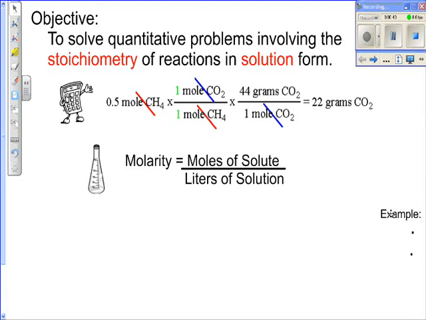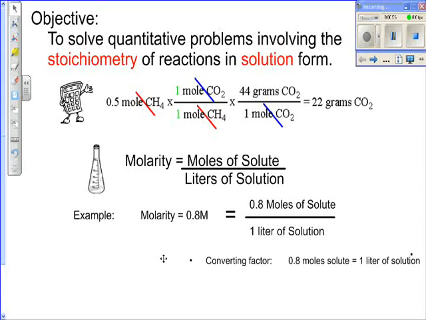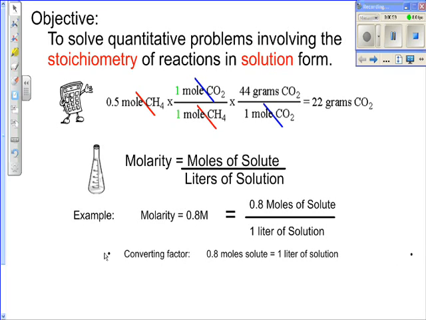An example that we'll be using is if we have a molarity of 0.8 molar. That means that 0.8 moles of that solute is in 1 liter of that solution, which means we can use that as a converting factor in our stoichiometry problems, meaning that 0.8 moles of solute equals 1 liter of solution. This converting factor is similar to the converting factor we use when we go from grams to moles and using the molar mass. In this example, we have 18 grams of water equals 1 mole of water.